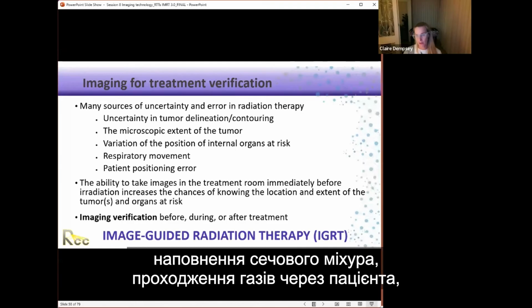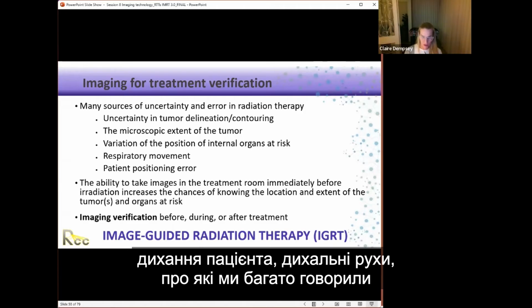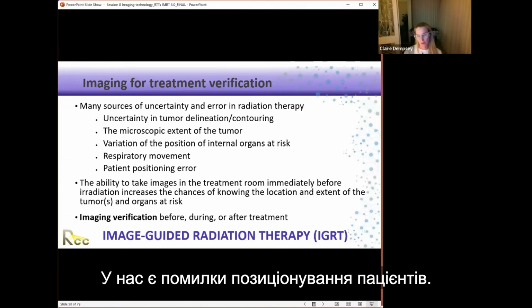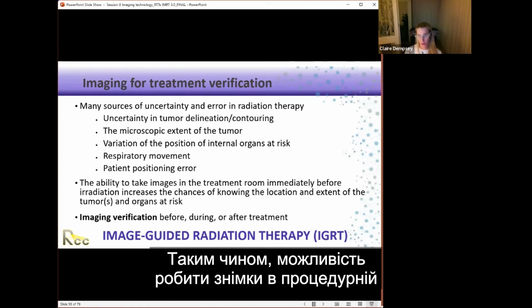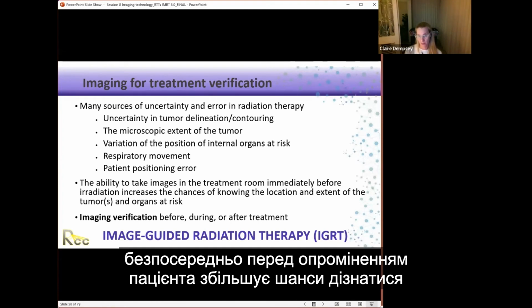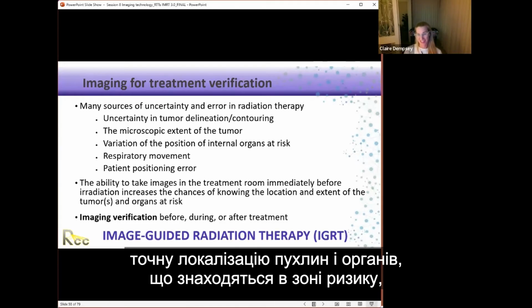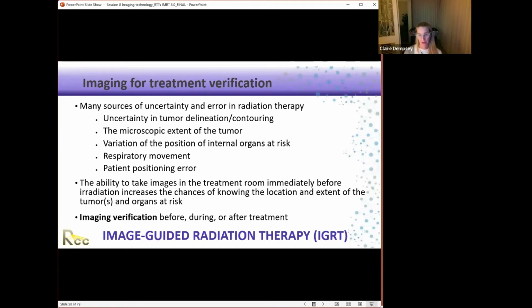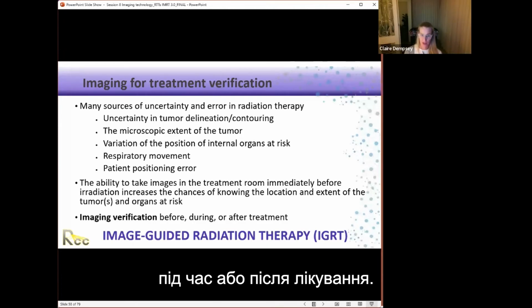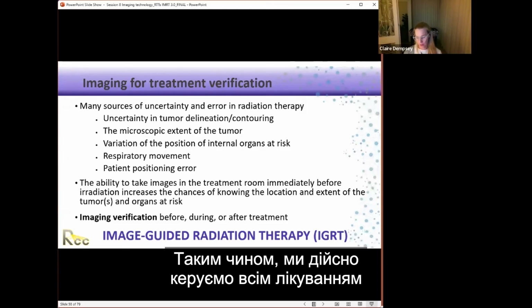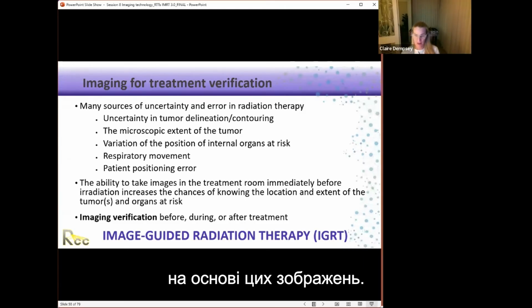You've got bowel filling, bladder filling, gas moving through, the patient breathing, respiratory movement that we talked a lot about in the last lecture. We've got patient positioning errors. There's always uncertainty in all of these things. So the ability to take images in the treatment room immediately before the patient is irradiated increases the chance of knowing the exact location and extent of the tumours and organs at risk that you're about to treat. What we're talking about in image-guided radiation therapy is image verification done before, during, or after treatment. So we're really guiding a whole treatment based around these images.